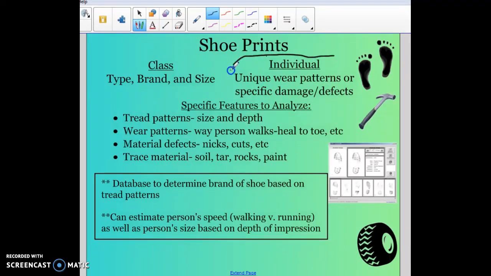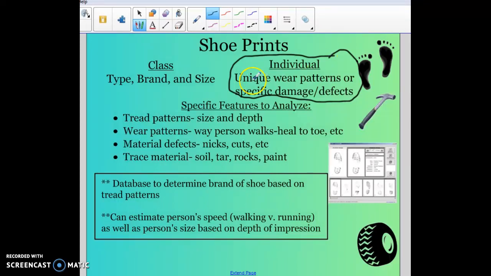So lots of times all they end up getting is class evidence. In order to individualize a shoe back to a specific person, there has to be some type of wear pattern. Like if you look at the bottom of your shoes and all the heel is rubbed off and none of that's left, that's a unique wear pattern to your shoe. That's going to look different to somebody else. But if they don't find any individual characteristics, then it would just be considered class evidence.